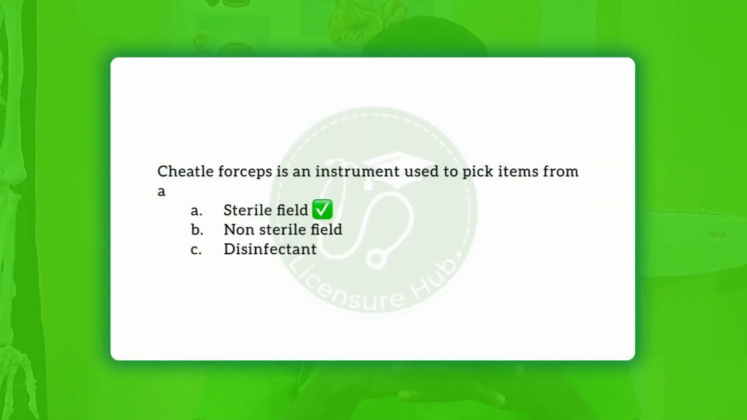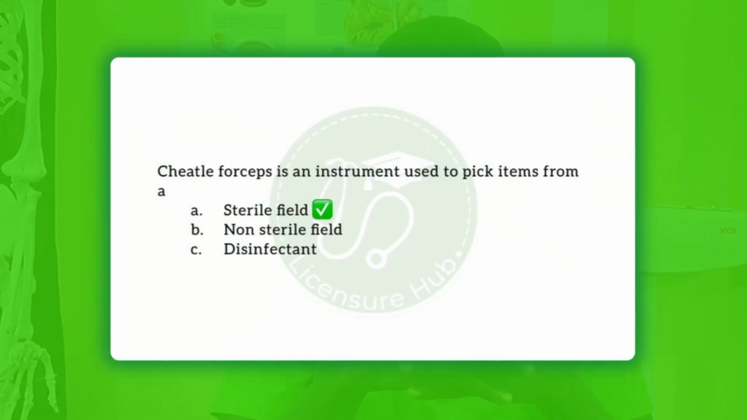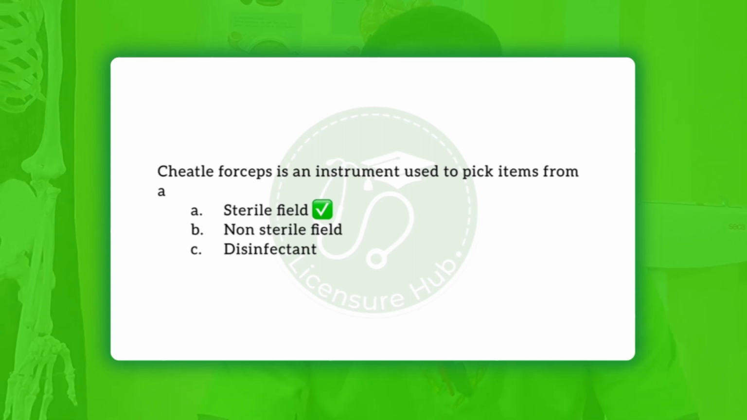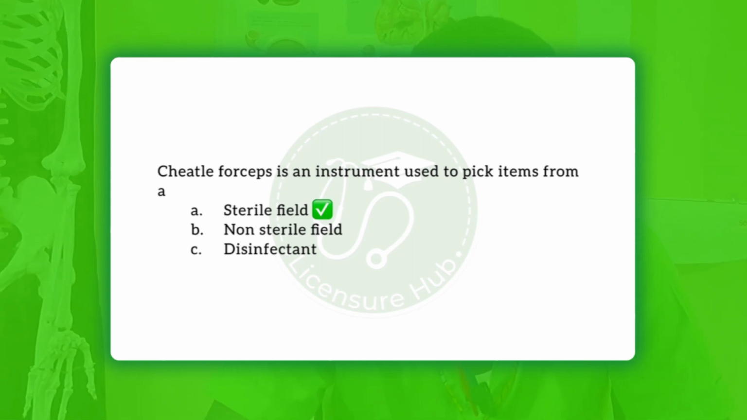And so knowing that a chisel forceps is used to dress a sterile field, you should also know that this same chisel forceps is going to be used to pick objects from a sterile field. And so per this explanation, going back to our question on the screen, you will see that the right answer is that it is used to pick objects from a sterile field, making option A the right answer.